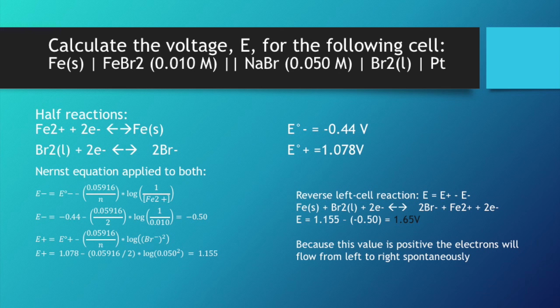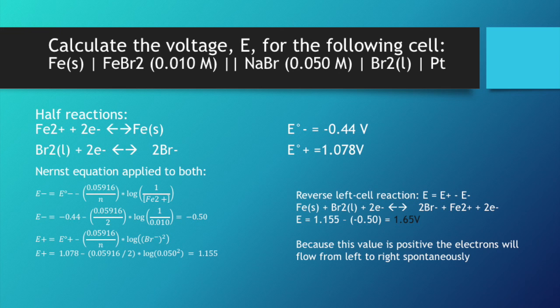Now we'll take a look at the second half reaction, where we have our E naught value of 1.078 volts. We'll plug that into Nernst, and the same way we did with the first half reaction, we put the 0.05916 over the number of electrons, which is still 2, and we're going to multiply that by the log of 0.05 molar, and we're going to square that because we have 2 moles of Br minus. And when you plug that into the calculator, you're going to get 1.155.